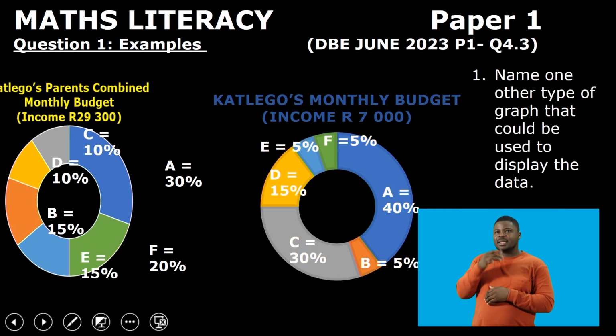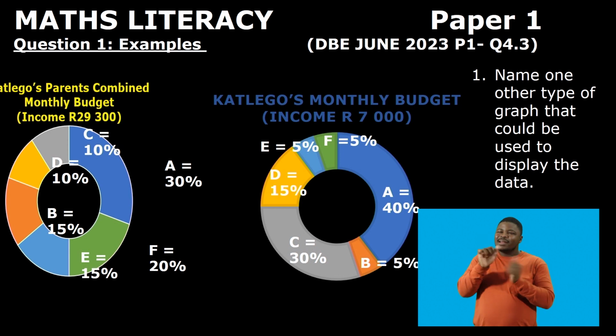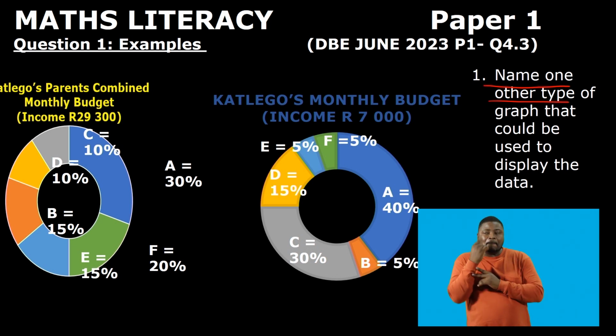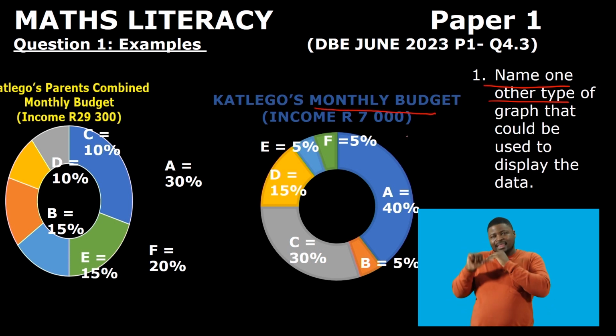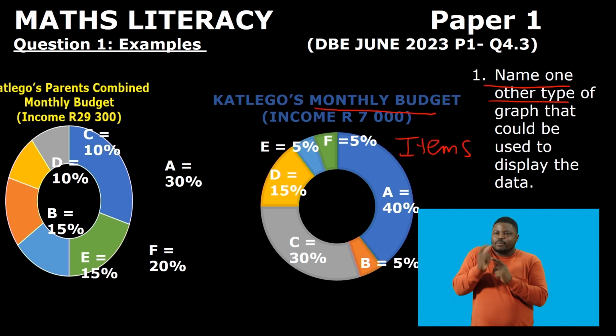Name one other type of graph that could be used to display the data. Name one other type of graph. So when you need to name a type of graph that can be used, you need to look at the type of data that you are working with. At this moment, it is about the monthly budget, but it is about the items. And then remember, items can be listed, and that is categorical data. So now you need to go and think categorical data can be a bar graph as well, and that will be your answer.